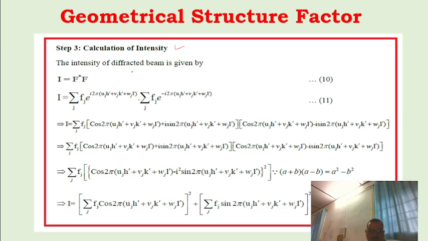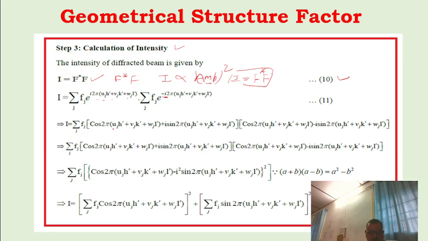The intensity of the diffracted beam is given by F star F, because intensity is directly proportional to the amplitude squared. In terms of amplitude we have F, so I can write F star F. So intensity will be like this. I am abbreviating the intensity in this form. When you do that, this is your complex term, so I am replacing iota with minus iota here.